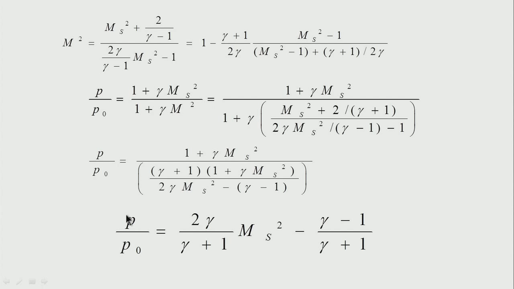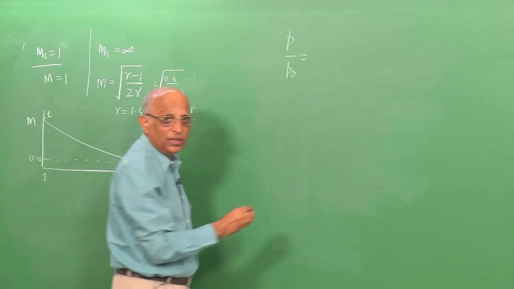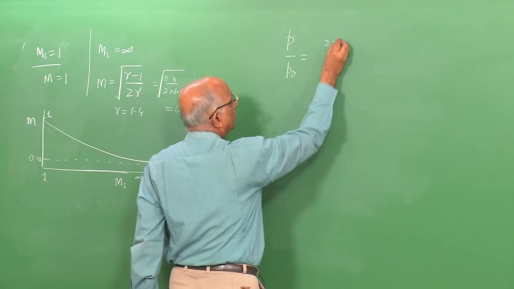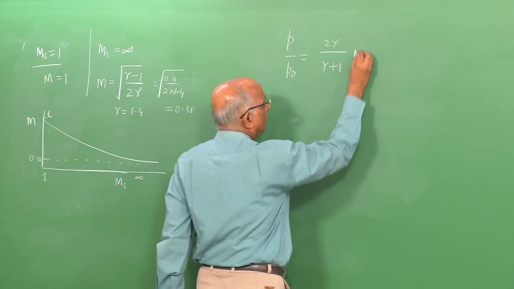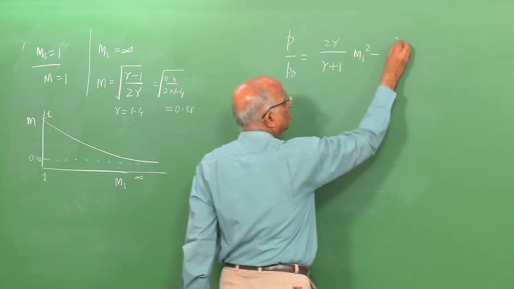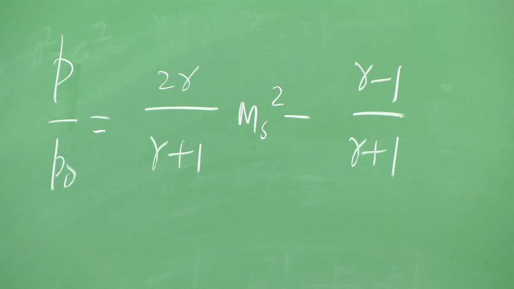See, we are able to get the value of p by p0. Let us discuss this particular result. Therefore, what is it I have got? Let's put it down. I already know how the Mach number is behaving. Let's take the role of pressure over here. I get the value of p by p0 is equal to, what is it I say? 2 gamma divided by gamma plus 1 into Ms squared, minus gamma minus 1 divided by gamma plus 1. This is the value of the pressure ratio I get.